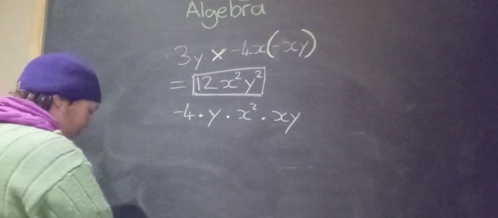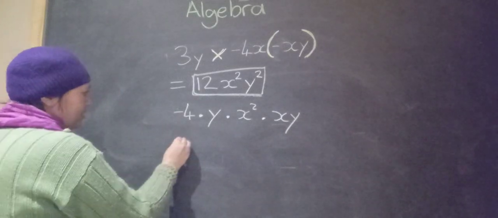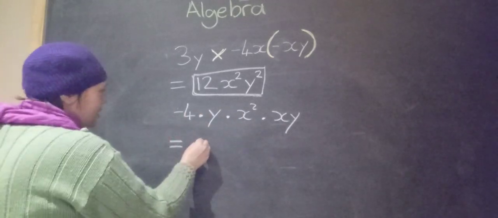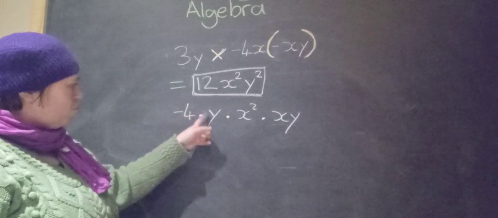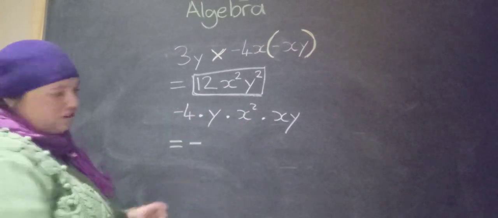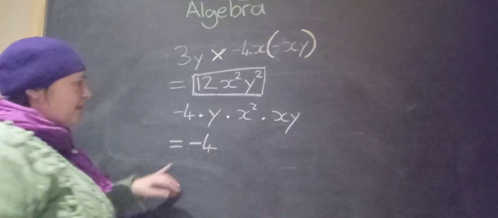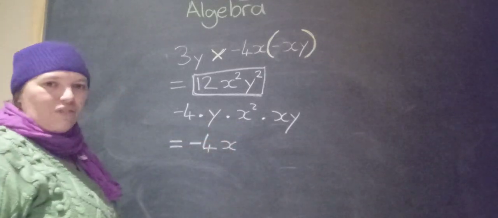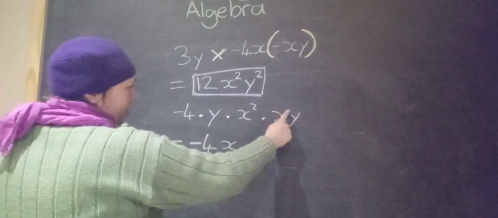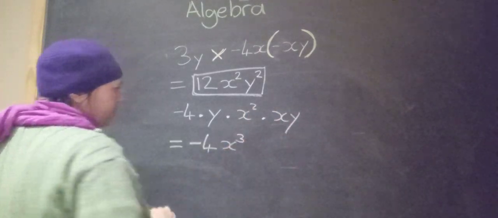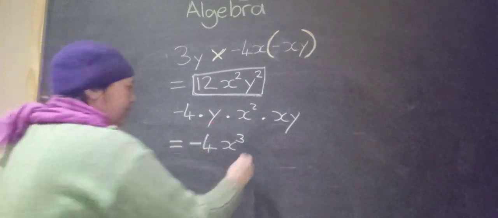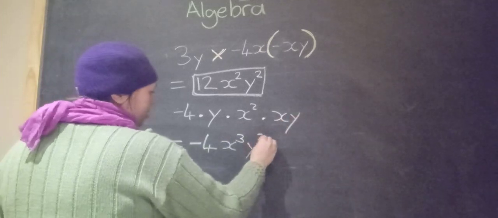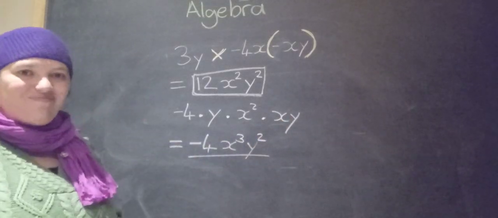So let's have a look. We first start with our signs. So positive, positive, positive, negative. So it stays negative. 4 times 1 times 1 times 1 is 4. Then we've got the variable x. But how many of them have we got? 2, 3. Then we look at our variable y. And we've got 1, 2. And that is our answer.